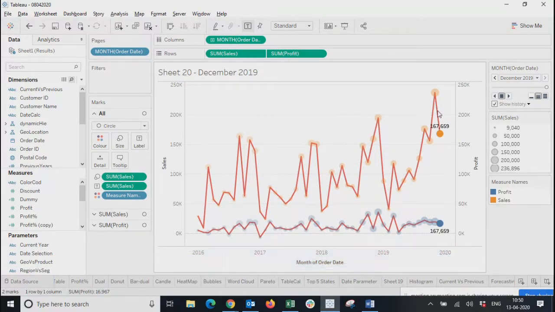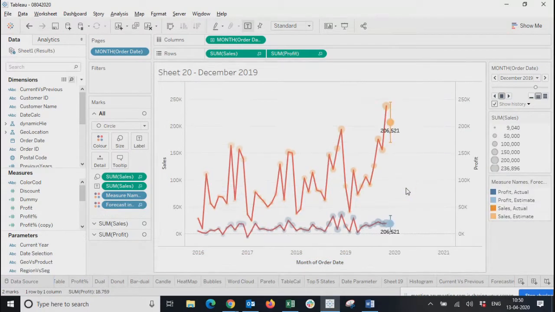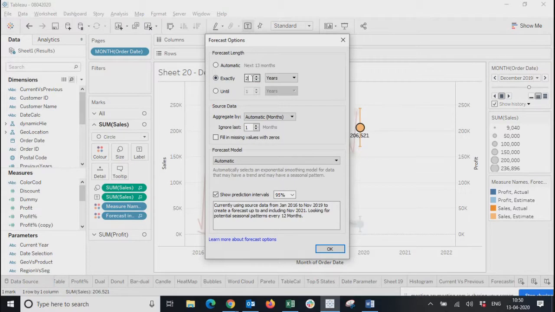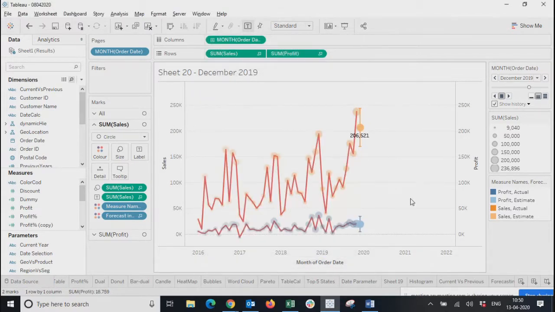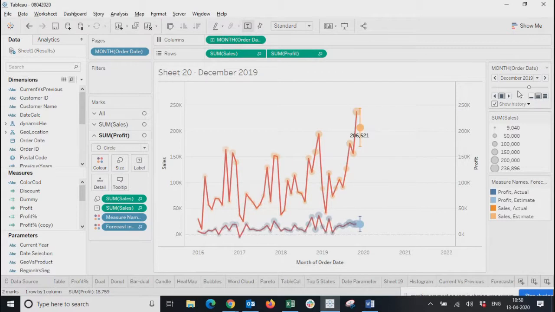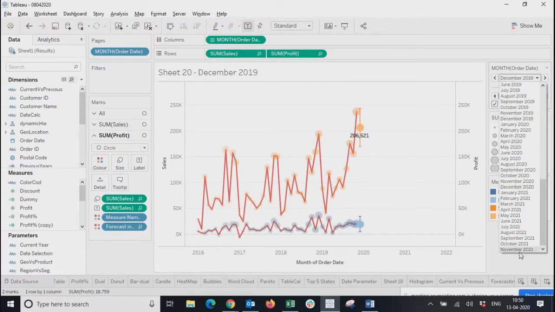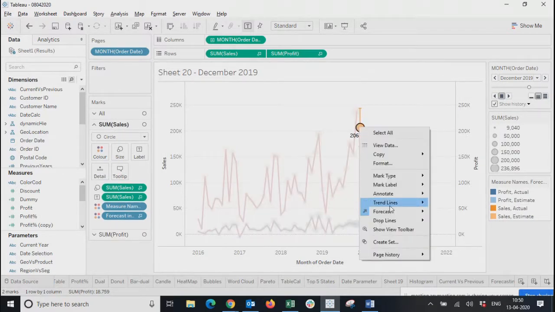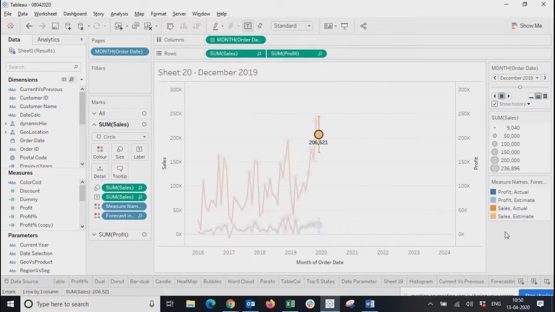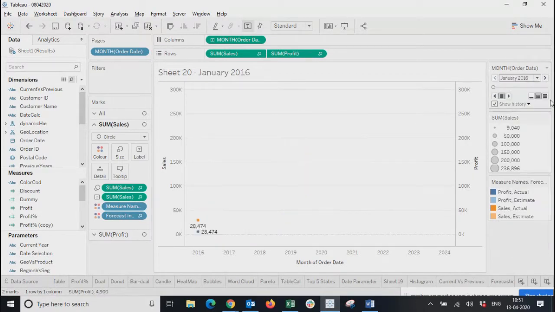Now I think you can add forecasting also. Show forecasting for both. Forecasting option exactly for, let's say, 2 years. Four years I'll change, so that I can get data until 2024. Now we'll go again, fast.